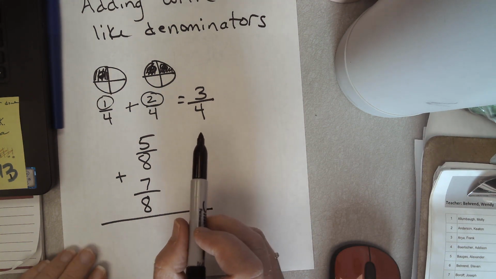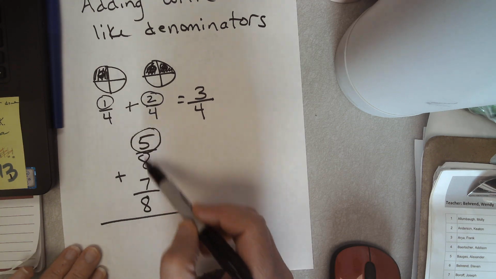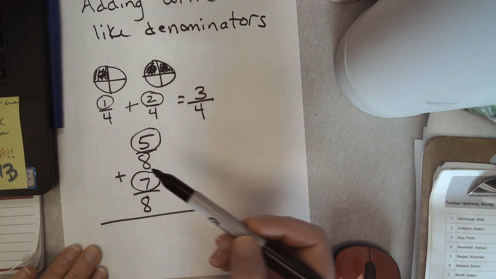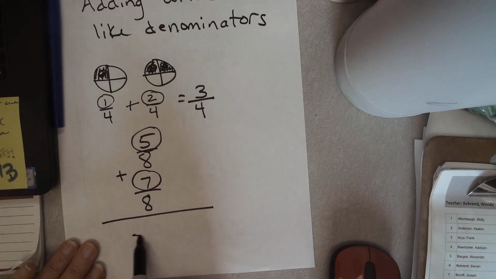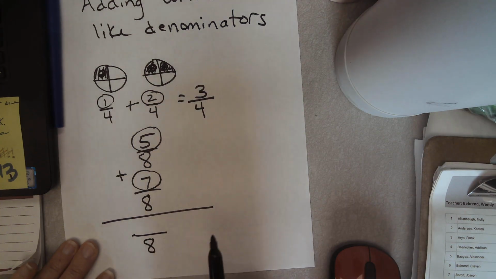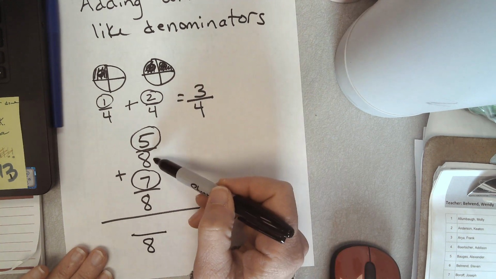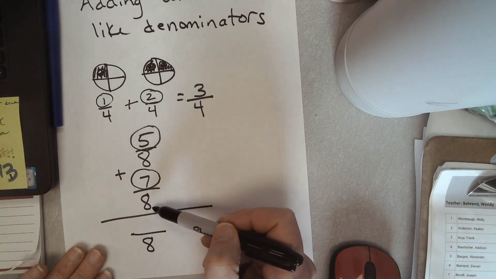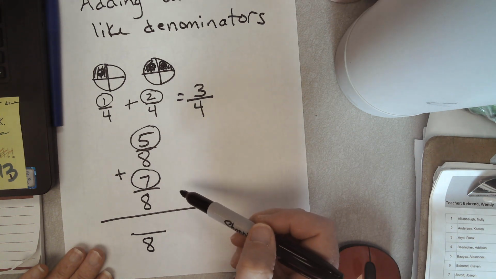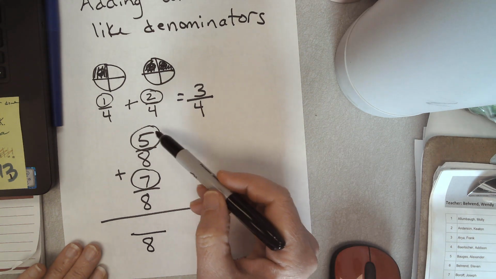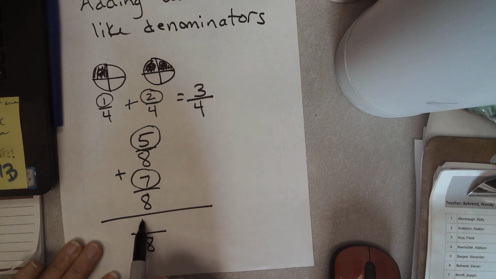Okay? But I'm still focusing on adding the, what is this called? Numerator. And I'm keeping the denominator. Yes. So I have like denominators. Adding with like denominators means I'm not changing anything. I'm given the same. Yay, it's easy. I'm adding the numerators now. 5 plus 7 is 12.